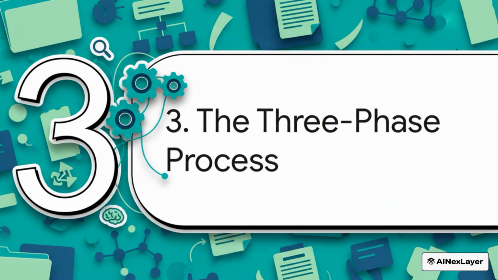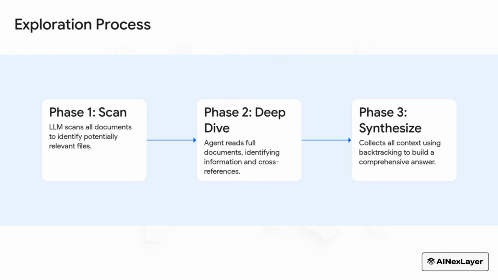So how does this actually work under the hood? Well, it all comes down to a really smart 3-step process for navigating through all those files. First, it does a high-level scan. It just glances at all the documents to get a lay of the land, figuring out which ones might be important. Then it goes into a deep dive. It picks a promising file and reads the whole thing, top to bottom. But, and this is the magic part, while it's reading, it might see a little note mentioning another document it didn't think was important at first. That's when it hits the third phase, synthesize.